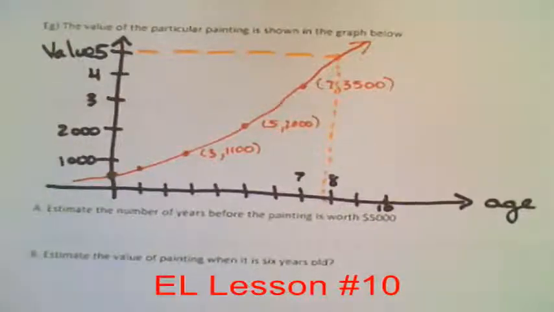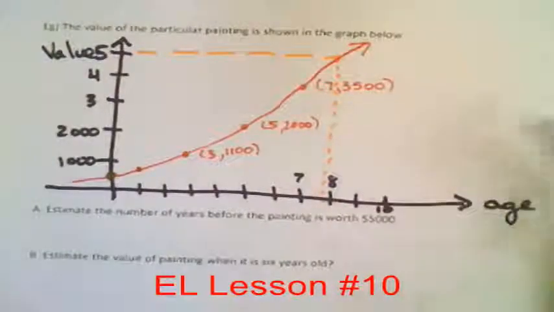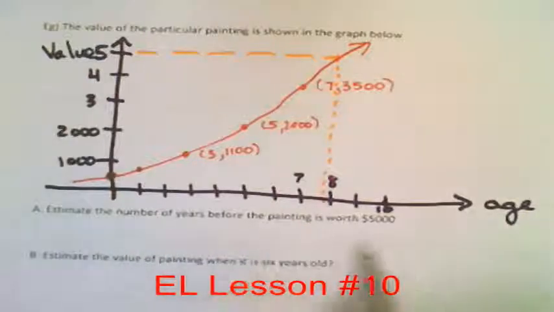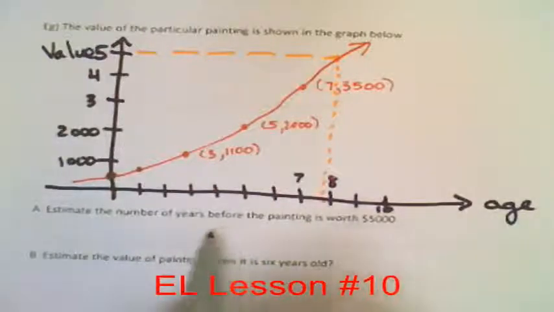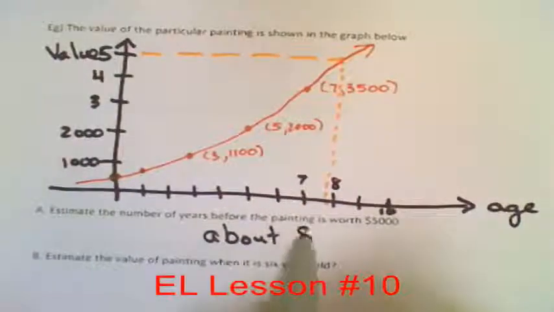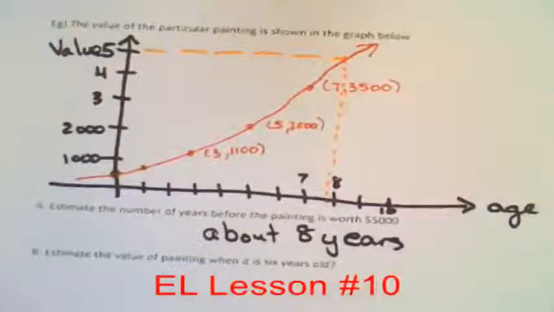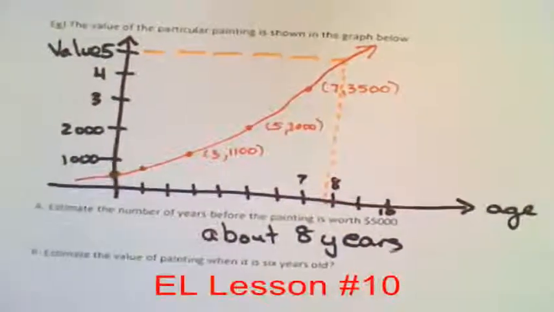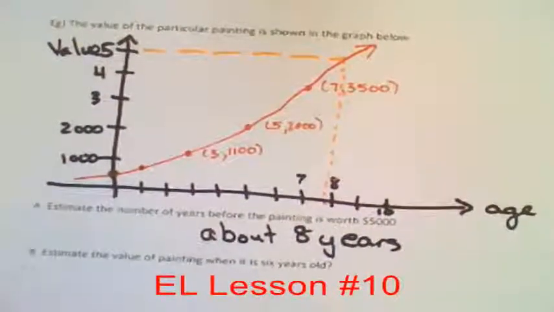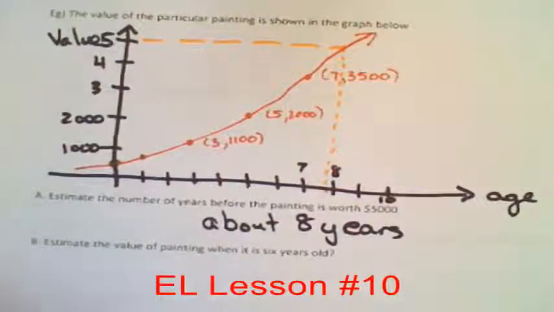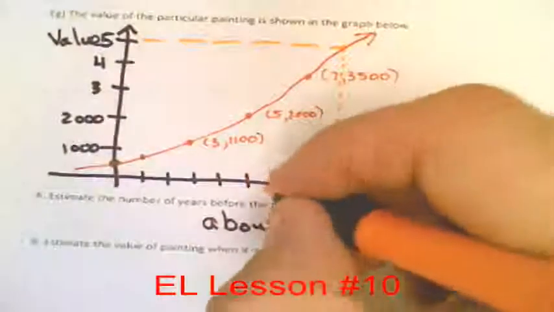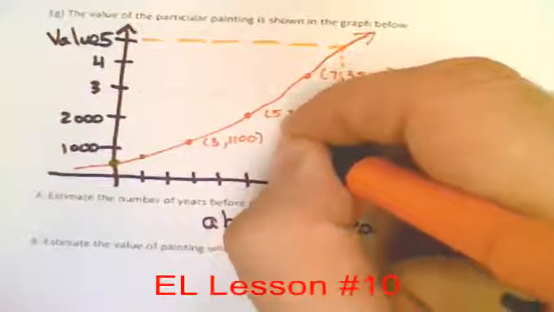This thing suddenly takes off. Now, why? I don't know. I'd have to look at all sorts of situations to really justify the rationale behind it. But based on this graph, I can estimate the number of years before the painting is worth $5,000: about 8 years. It's just an estimate based on this graph. You've got this idea, that's it, we're done.